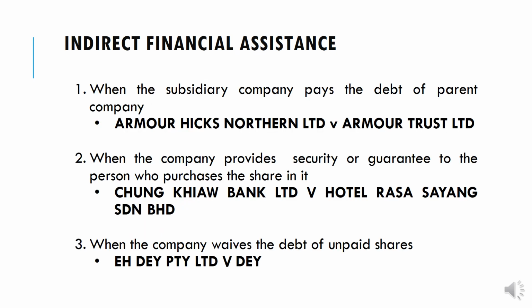Indirect financial assistance. This is where actually I forgot the cases, isn't it? Okay, now we will discuss the cases. Indirect financial assistance when the subsidiary company pays the debts of the parent's company. This is considered as financial assistance when the company provides security or guarantee to the person who purchased the shares in it, the company actually did not give a loan. The company asked the person to get a loan, I will give the guarantee. When the company waives the debts of unpaid shares, this is also financial assistance. So we go one by one.